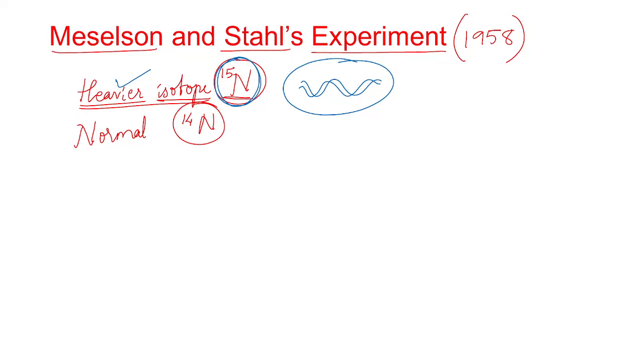That is why the DNA was having 15N in their nitrogenous base content, okay, 15N. Next, what they have done? Very simple, they have transferred these bacteria into the medium containing normal nitrogen, that is 14N nitrogen, okay, 14N.